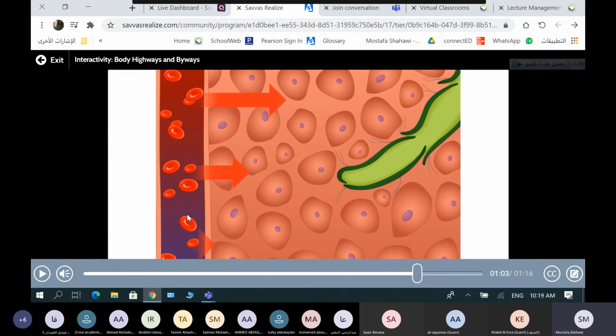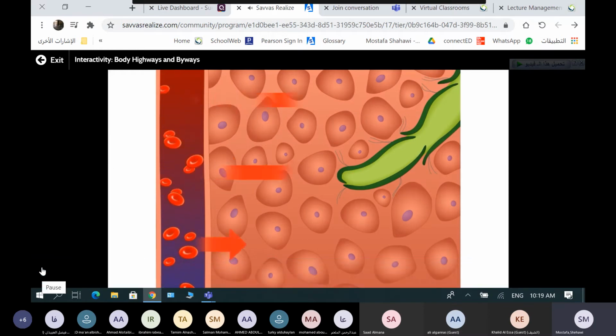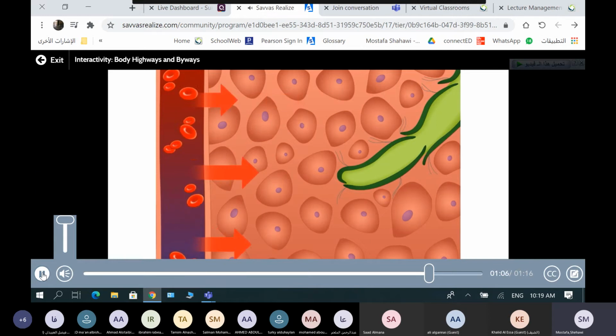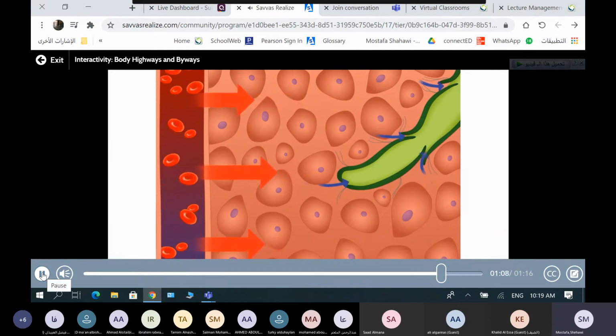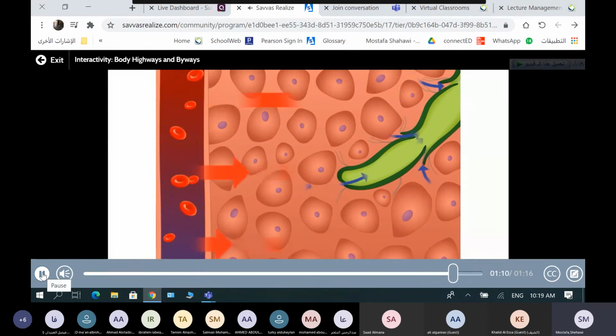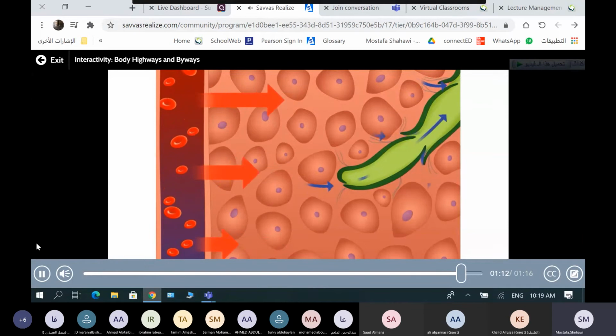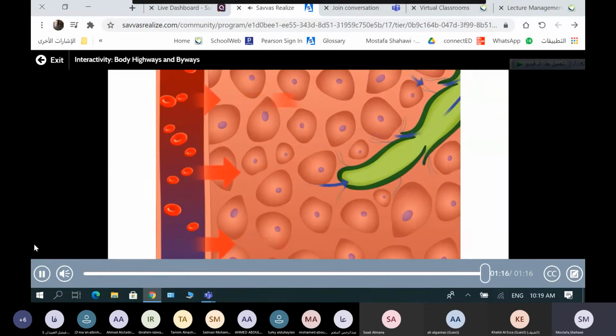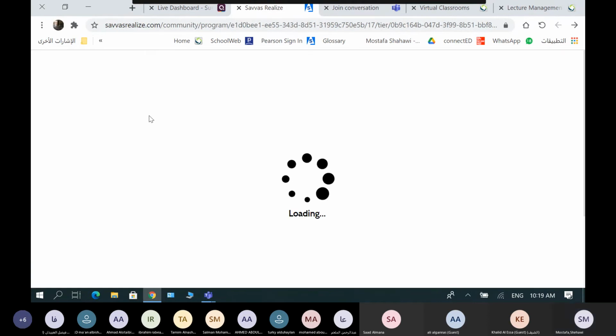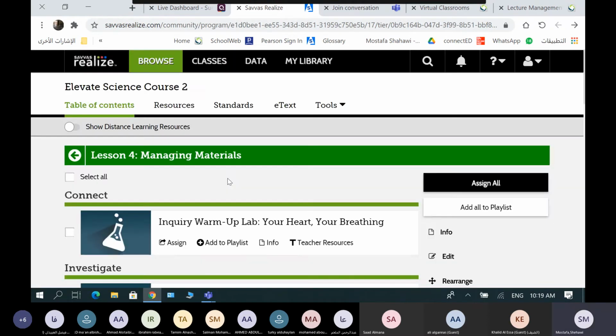It becomes deoxygenated, after providing essential blood and nutrients to the tissue. The deoxygenated blood can then return to the heart through the system of veins to get reoxygenated, and the cycle continues. So that was the first one where I just exited.